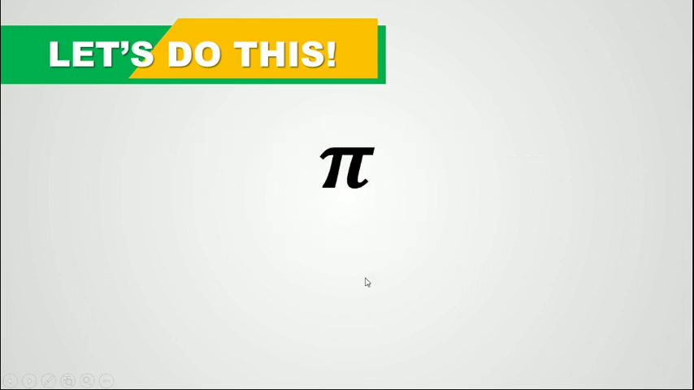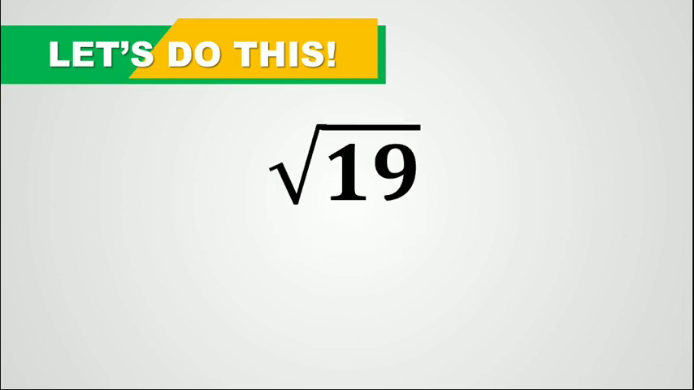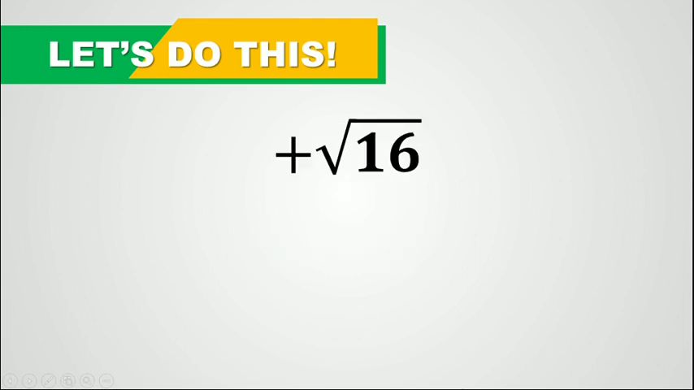And how about pi? So of course pi is an irrational number and a real number. What about this? E. E is an irrational number and a real number. How about square root of 19? So of course square root of 19 is an irrational number and a real number, because 19 is not a perfect square number. How about this? The positive value of the square root of 16.